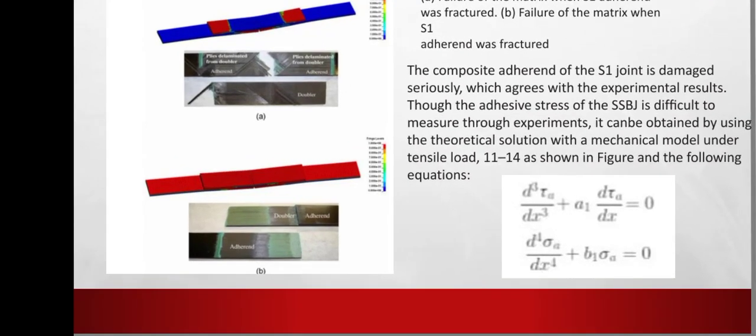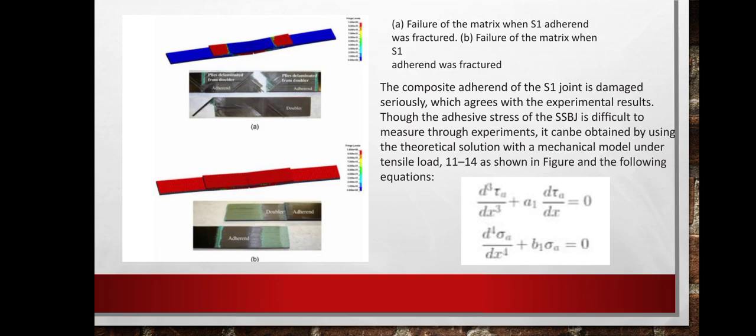Both A and B diagrams represent the failure of matrix when S1 adherent was fractured. The second diagram represents failure of the matrix when S1 adherent was fractured. The composite adherent of S1 joint is damaged seriously, which agrees with the experimental result through the adhesive stress. The SPBJ is difficult to measure through experiments.